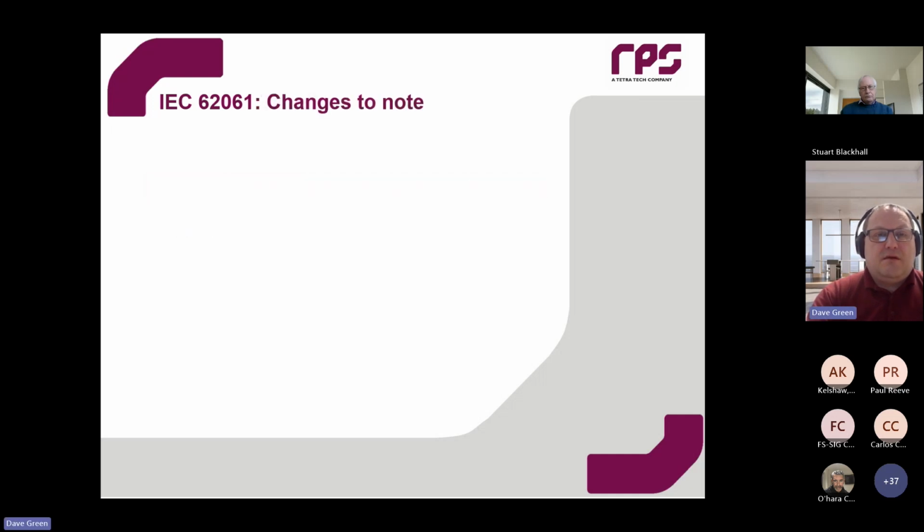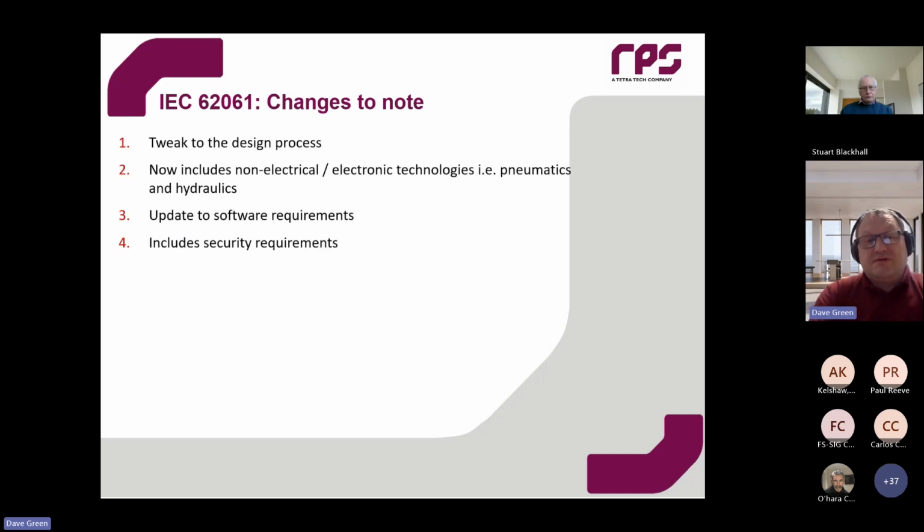Okay. So some changes to note. I'm trying not to just display the whole standard in front of you, but to show key points of things to think about when using the standard between the two editions. It's probably not everything, but it's some key things. So the design process has been tweaked a little bit. We're going to go through that in the next slide.